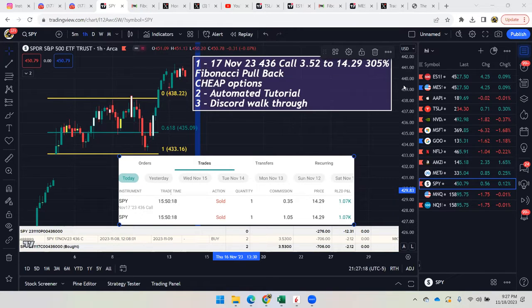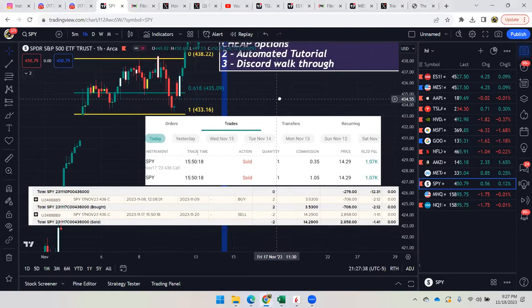Hope you're doing great. So I wanted to show you a little trick I use in Interactive Brokers, automating my option play so I don't need to stare at the screen and I can have my freedom back when I'm trading, all right? So I took these 17th of November, 436 calls from 3.52 to 14.29. That's over 300% gainer, all automated, all right? So I'm going to show you guys how I did that.